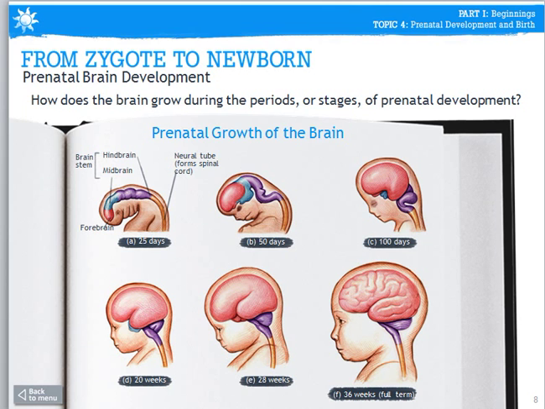Alright, so how does the brain grow during the periods or stages of prenatal development? By the 100th day, the brain looks distinctly human. If you look at it, it looks pretty human. The rest of them, by day 50 and by day 25, it still looks pretty alien. By week 28, brain activity begins. And various sections of the brain are actually recognizable if you were to look at it under some type of scan.